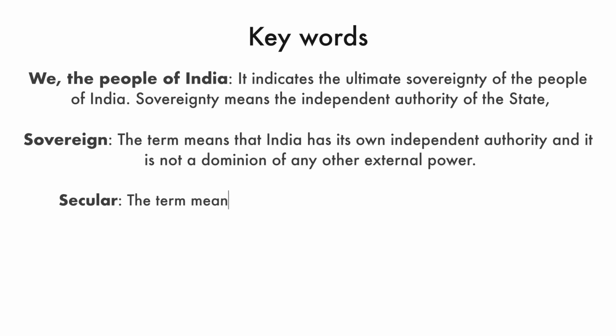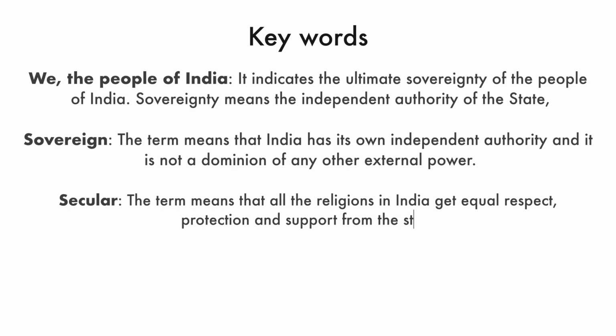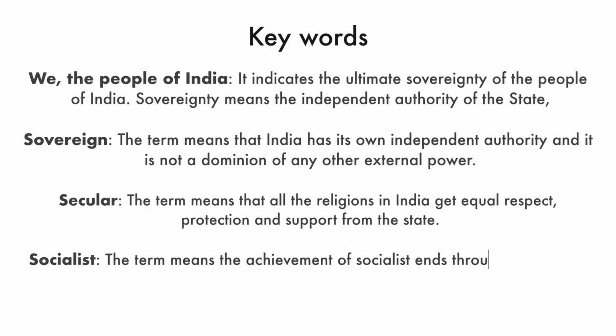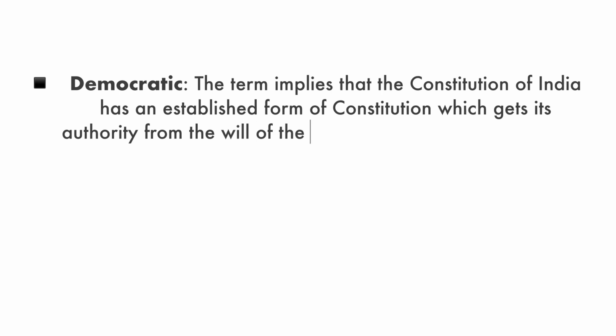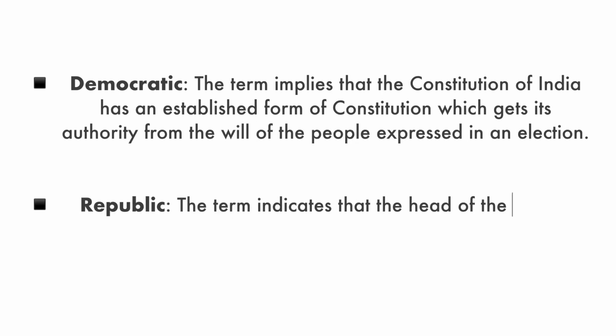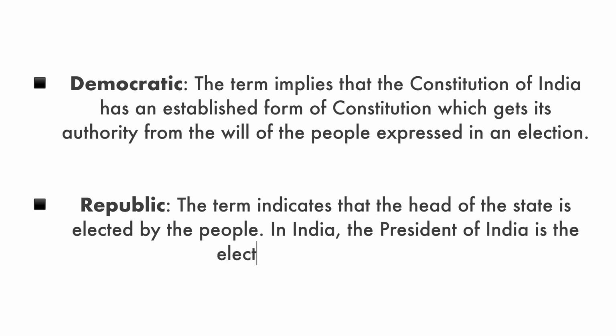The next important term, secular. The term means that all the religions in India should get equal respect, protection and support from the state. The next important term, socialist. The term means the achievement of socialist ends through democratic means. The next important term, democratic. The Constitution of India derives its authority from the will of the people, which the people express in an election. Simple as that. The next keyword is republic. So the term indicates that the head of the state is elected by the people. In India, the president of India is the elected head of the state.